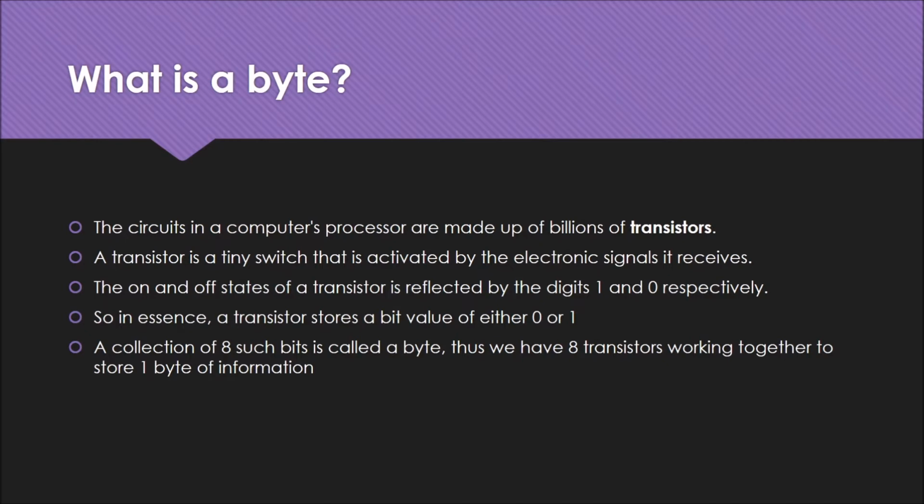So if somebody asks you what the bit value is at the moment, it can either be 0 or 1. Now if we have a collection of 8 such bits, we call that collection a byte. So we have about 8 transistors which are working together to store 1 byte of information. What this means is that all of these 8 transistors have either the value 0 or 1, and that value holds some meaning, and that is how we translate the data which is stored in the computer into meaningful values.